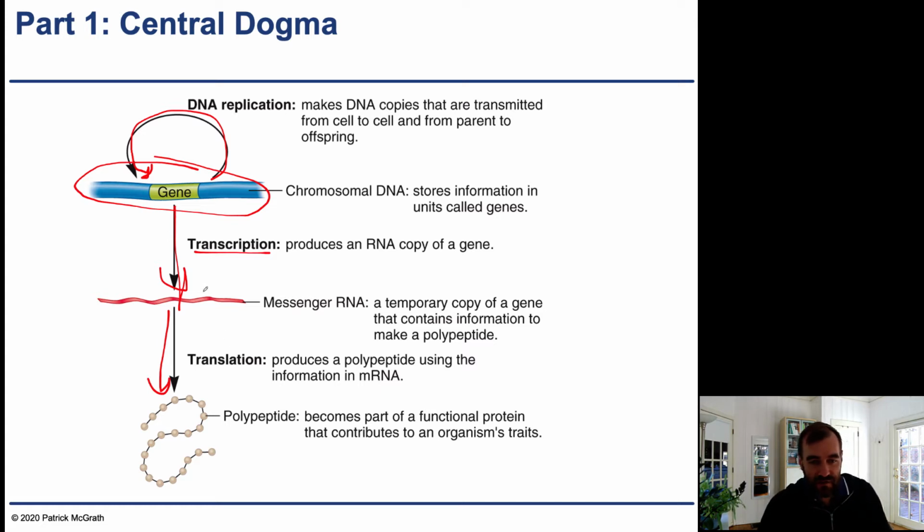Translation is the process of going from messenger RNA into the polypeptide. We're going to talk more about translation in the next chapter, but for this chapter we're going to be focusing on the process by which a gene becomes a messenger RNA. We're also going to focus on the genetic code, which refers to how the nucleotide sequences in the mRNA encode the amino acid sequences in the polypeptide.